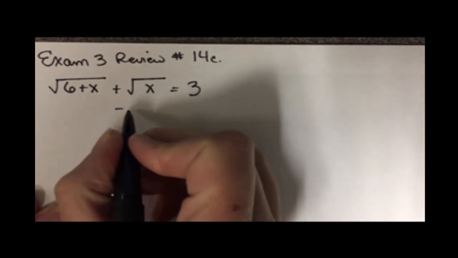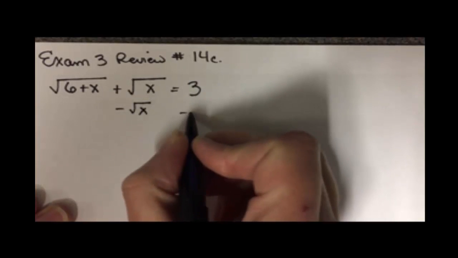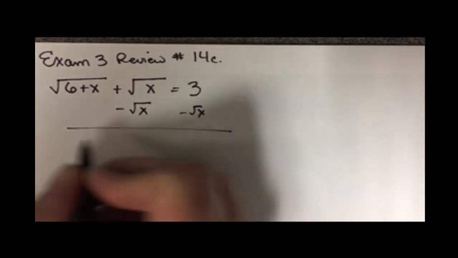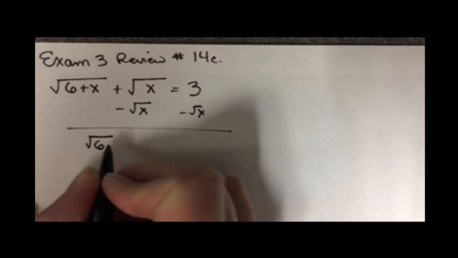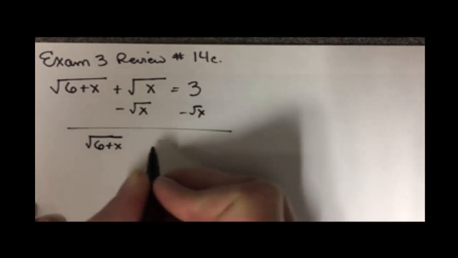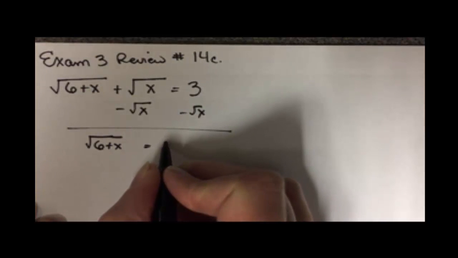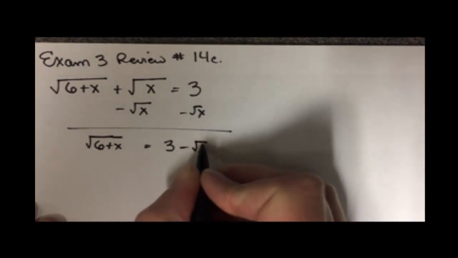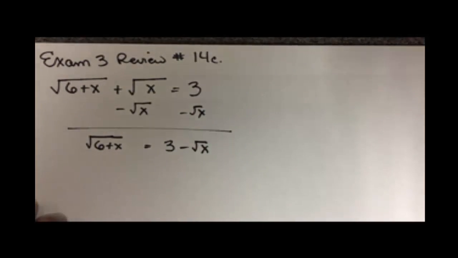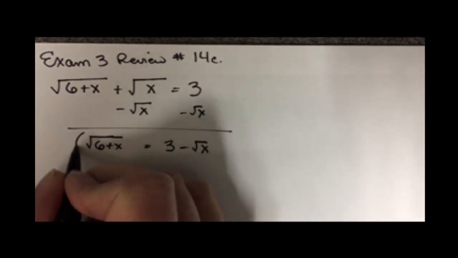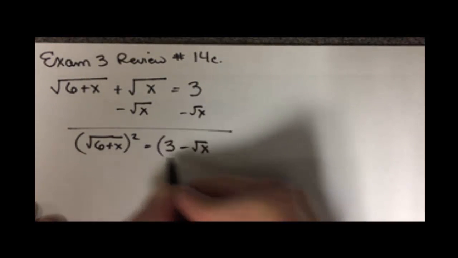So I'm going to subtract the square root of x from both sides so I can get that square root of 6 plus x by itself. Okay, so square root of 6 plus x is equal to 3 minus the square root of x. Now that I have that square root by itself, I'm going to want to square both sides.